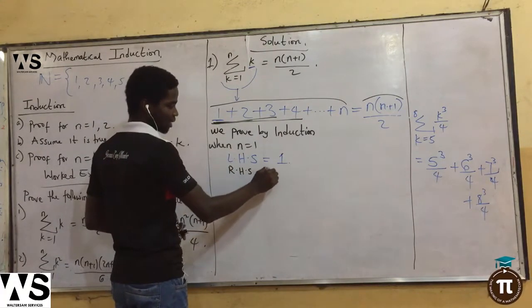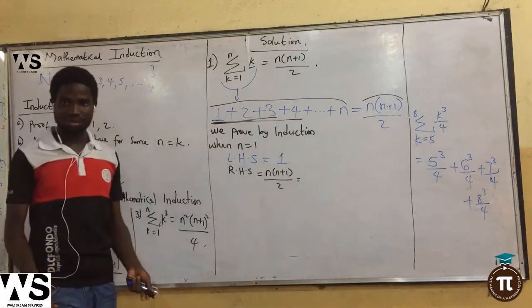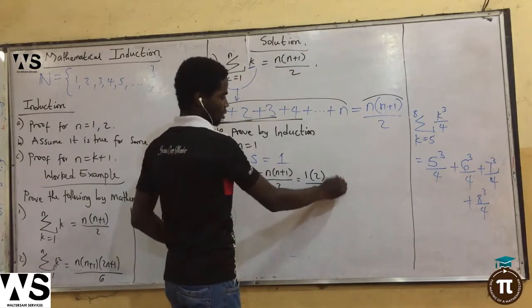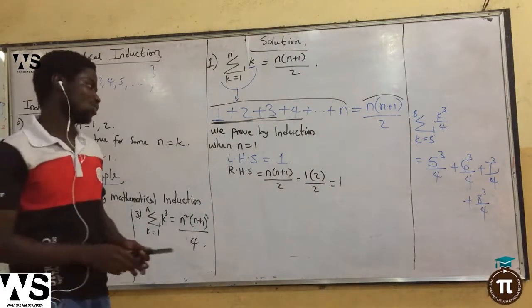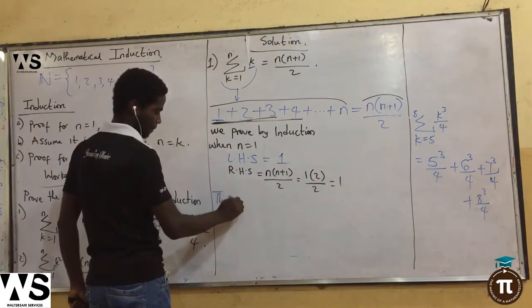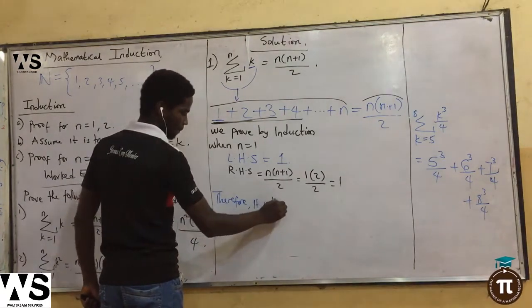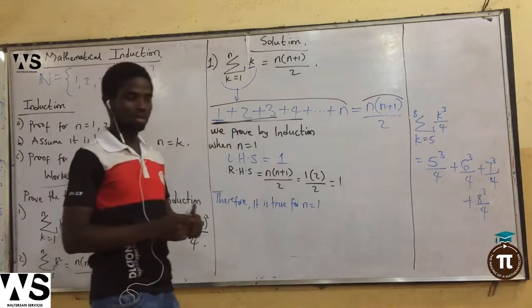You know, the right hand side is n plus 1 divided by 2, right? But what is the value of n? It is 1. Put 1 multiplied by 2, isn't it? The answer will give you 1. Do you understand? So, therefore, it is true for n equal 1. You see, I'm done.